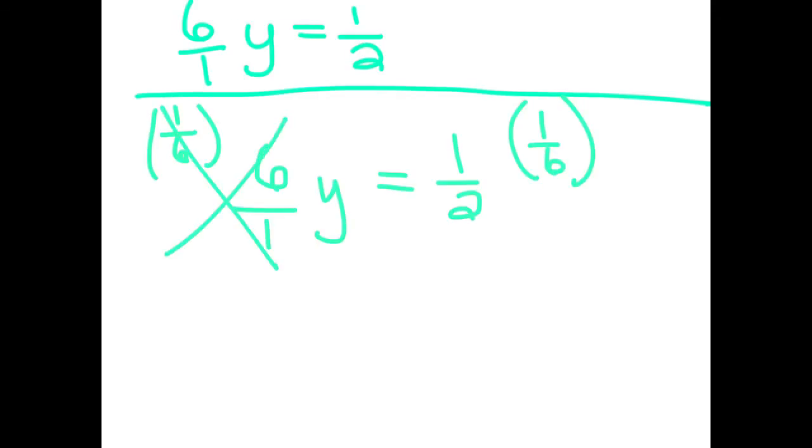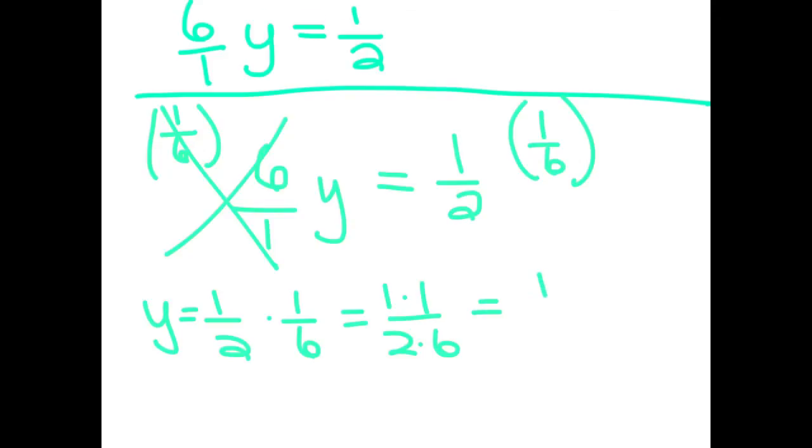Since this cancels out, we need to multiply 1/2 times 1/6, which is equal to 1 times 1 over 2 times 6. And that gives us an answer of 1/12, which can't be simplified, so 1/12 is our answer.